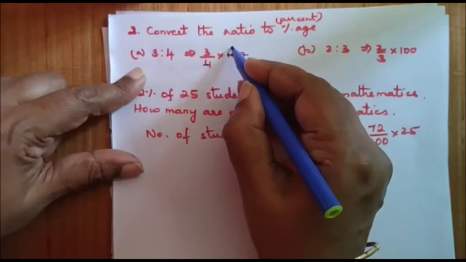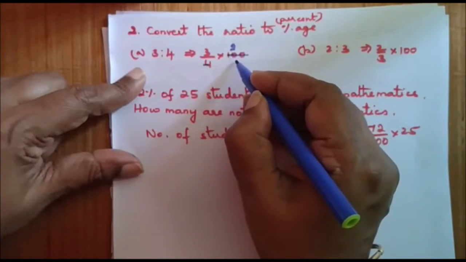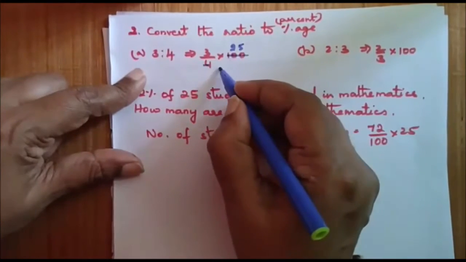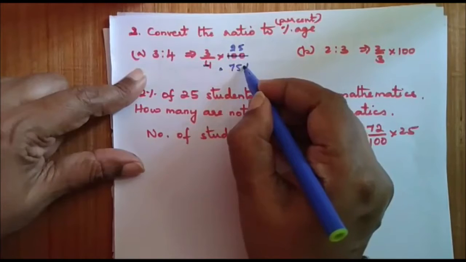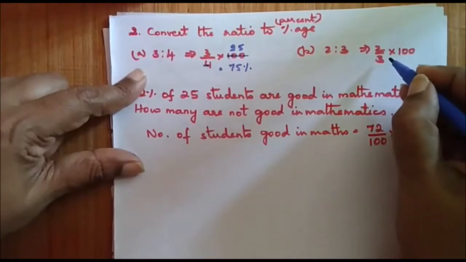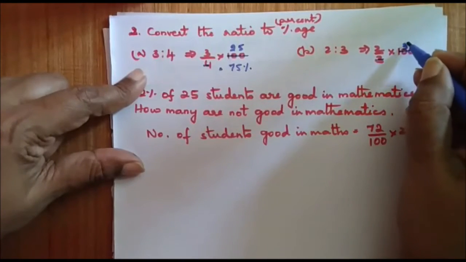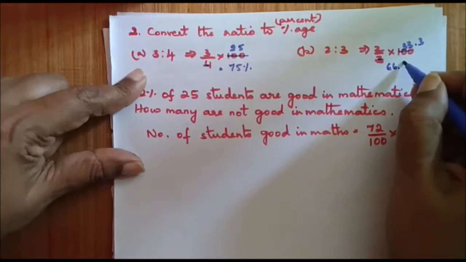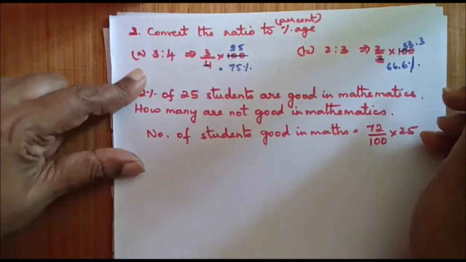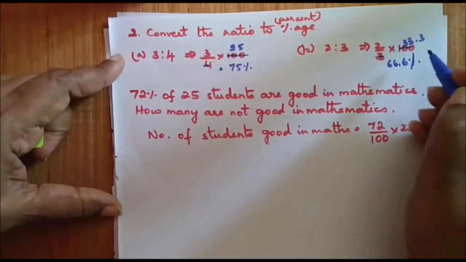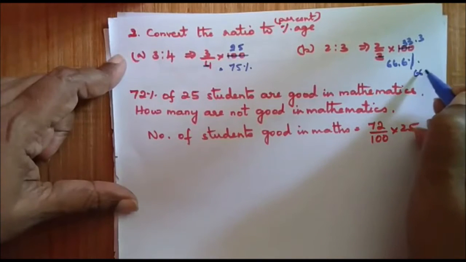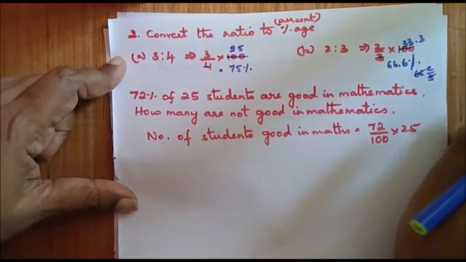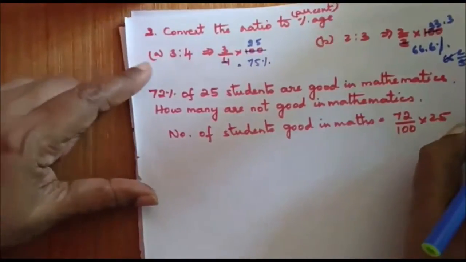4 will go in this, 2 times 2 will be the remainder, 8 to 0. It is 25. So this is 75%. Similarly for this, 3 will go in this, 33.3. So multiplying, it will be 66.6%. I hope you understood this. Or you can also write it as 66 2 by 3. Now let us go to the next sum.